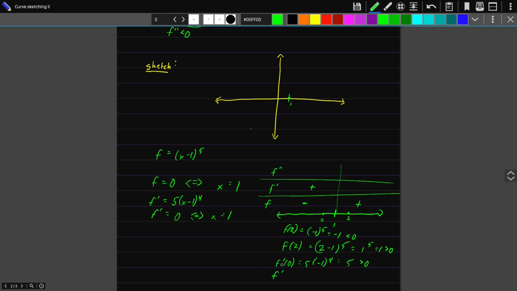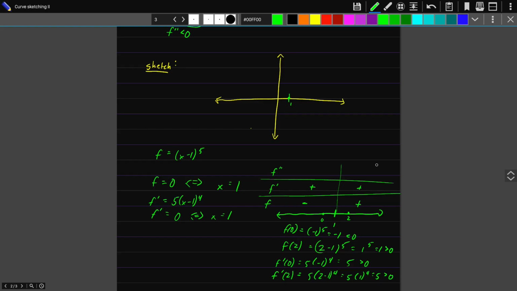Okay, f prime of... what am I looking at here? f prime of 2, if I want to see what sign f prime is taking on this side of 1, then f prime of 2 would be 5 times (2 minus 1) to the fourth power, which would be 5 times 1 to the fourth power, which is 5, which is again greater than 0. So f prime is positive over here.